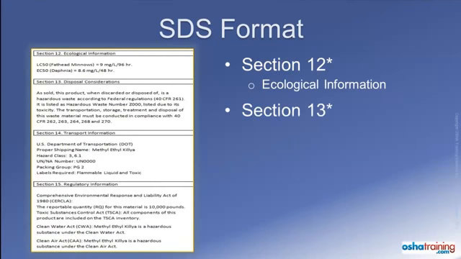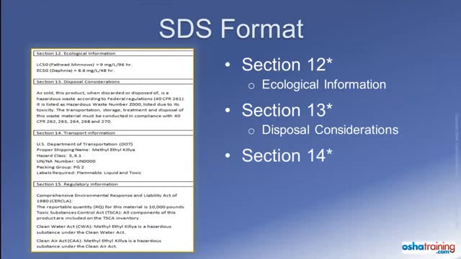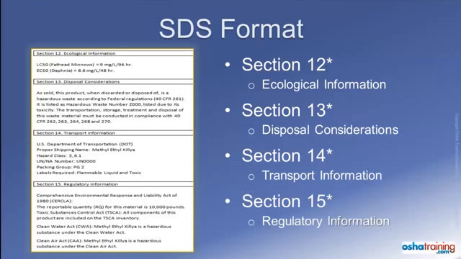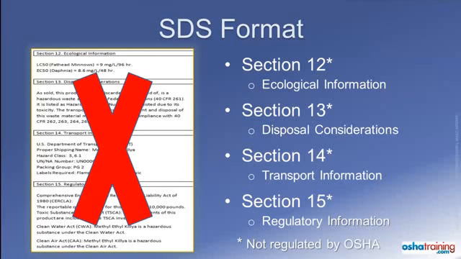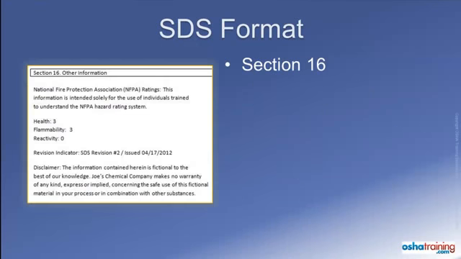Section 12, Ecological Information, Section 13, Disposal Considerations, Section 14, Transportation Information, and Section 15, Regulatory Information, all deal with requirements regulated by other entities such as the Environmental Protection Agency or the Department of Transportation. Therefore, these sections are not regulated by OSHA, but appear in the safety data sheet to be consistent with the GHS format.